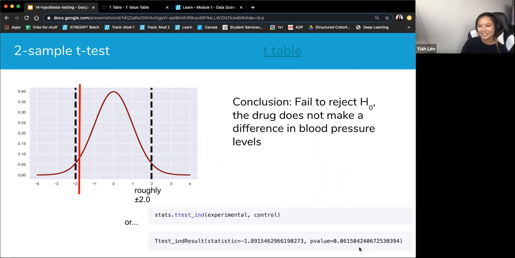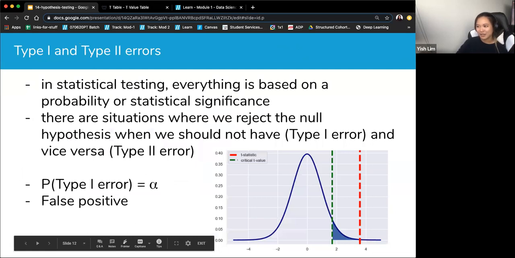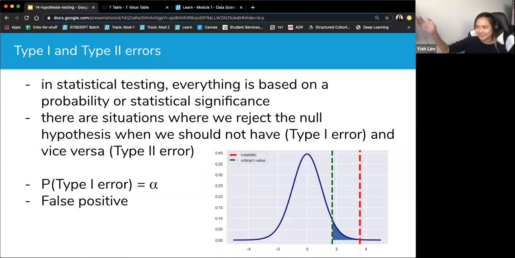All right, any other questions before we move on? Because after this, we're going to talk about errors. Cool. The next slide is type 1 and type 2 errors. So just to set it up, in statistical testing, everything is based on a probability or some statistical significance, right? There are situations where we reject the null hypothesis when we shouldn't have, and vice versa. So there are type 1 and type 2 errors.